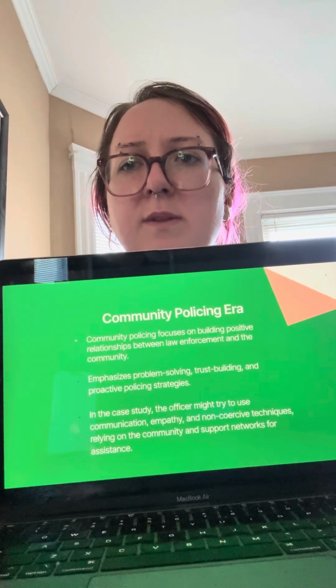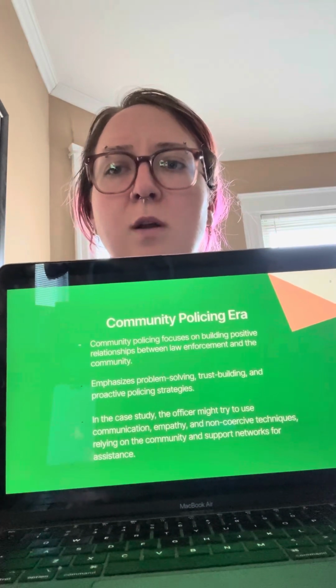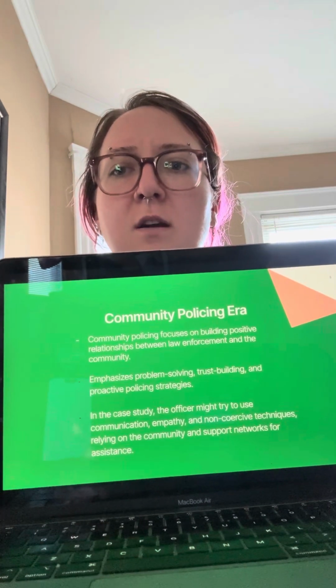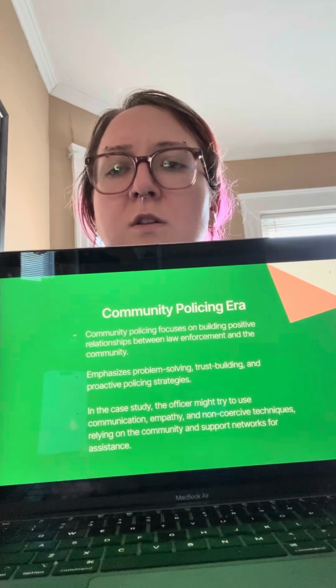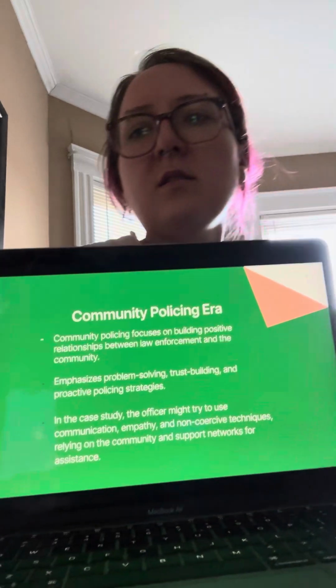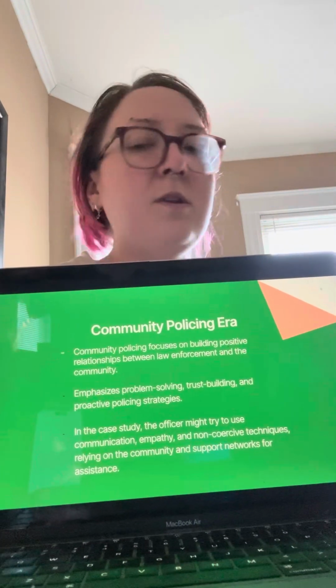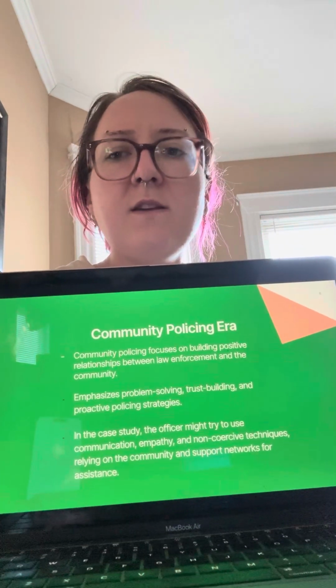Today, during the community policing era, officers are expected to build trust with the public, use communication, and solve problems collaboratively. An officer in this era would likely try to use de-escalation, emotional intelligence, and nonviolent methods to persuade Sam to reveal Aaron's location. There's greater focus on upholding civil rights while still ensuring safety.